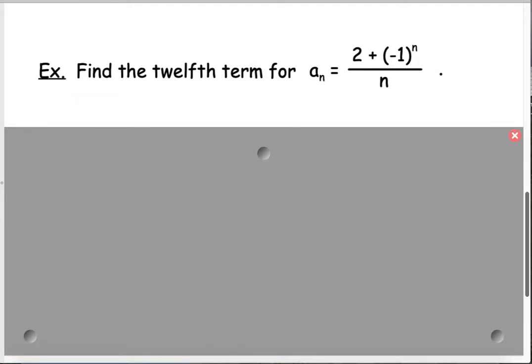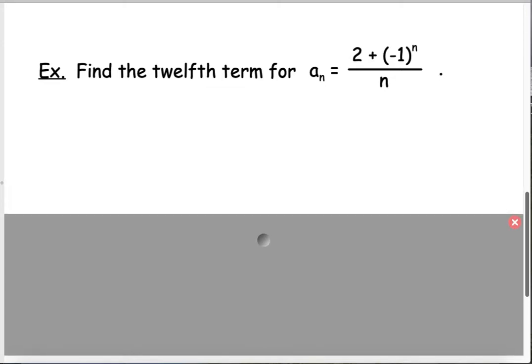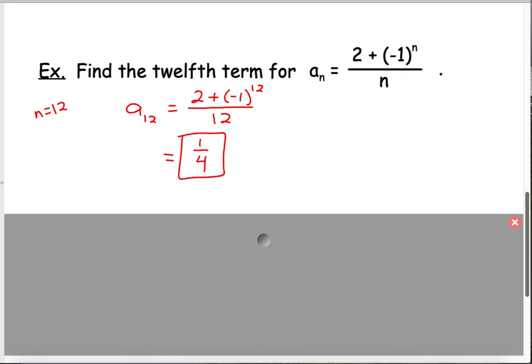Find the 12th term for a sub n equal to that expression. Same idea. To find a sub 12, that means that n is equal to 12. So we'll just plug in 12 for all the n's, and we get 2 plus (-1) to the 12th, which will be a positive 1, over 12. So that's going to give us 2 plus 1 is 3 over 12, or 1/4. And that's it. Pretty simple.